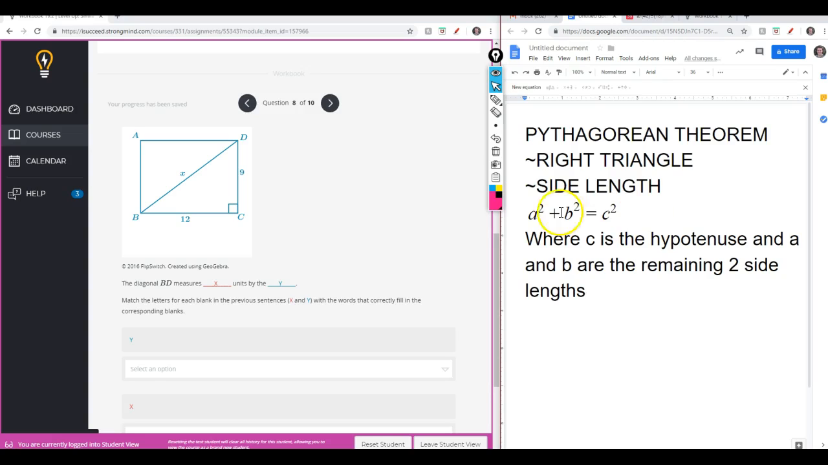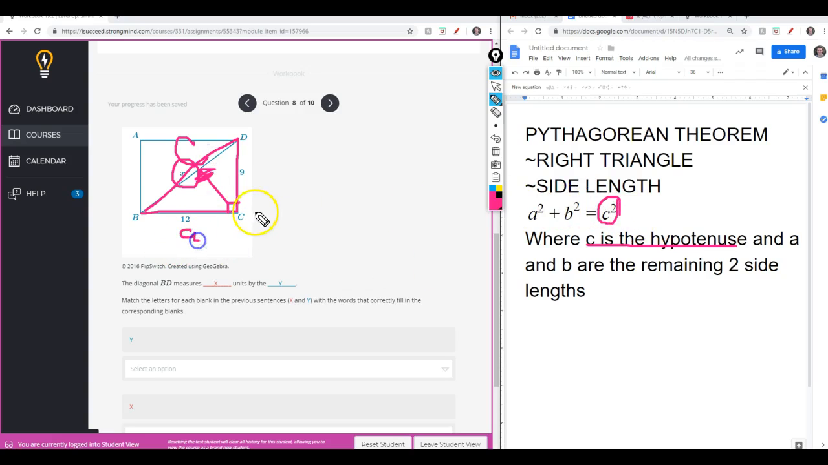So on this, I'm noticing I have a right triangle right here. It's marked at angle C as a 90 degree angle. That means it's a right triangle, and I am finding a missing side length. So I just have to label this A, B, and C. The key component right here is C. C is the hypotenuse. The hypotenuse is always directly across from the 90 degree angle. So this side is actually C in our Pythagorean theorem.